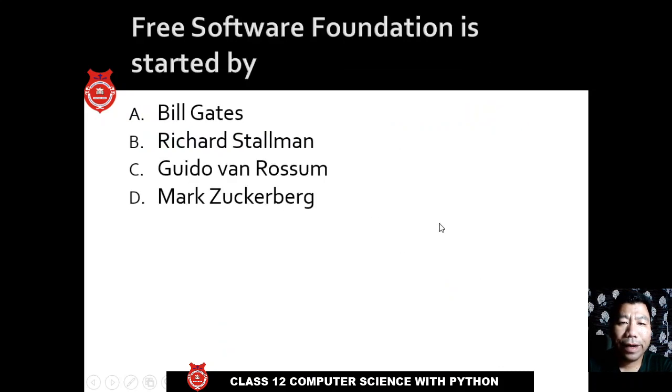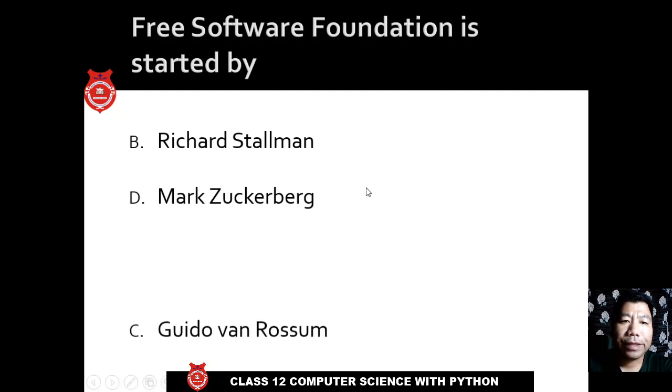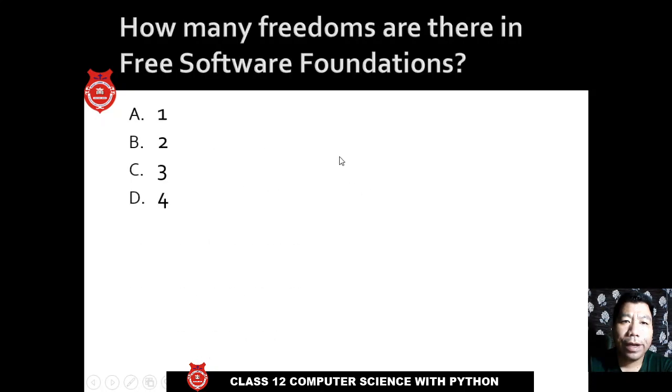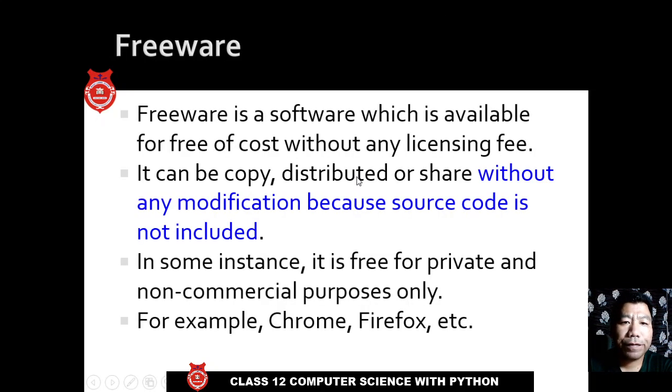So here I have one quick quiz. Free Software Foundation was started by: Bill Gates, Richard Stallman, Guido van Rossum, or Mark Zuckerberg? The correct answer is Richard Stallman. And how many freedoms are there in the Free Software Foundation? I hope you know this. There are 4 freedoms, starting from freedom 0, freedom 1, freedom 2, and freedom 3.